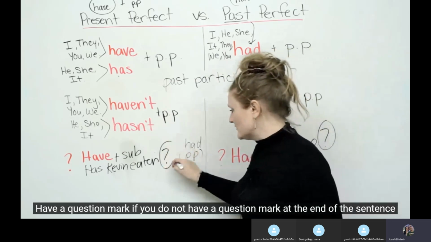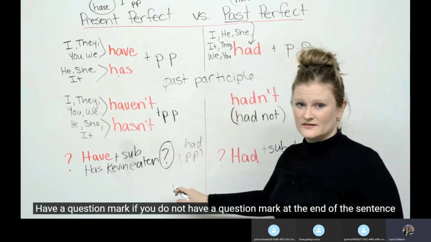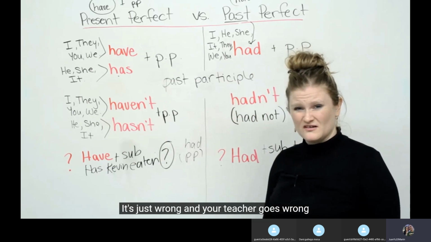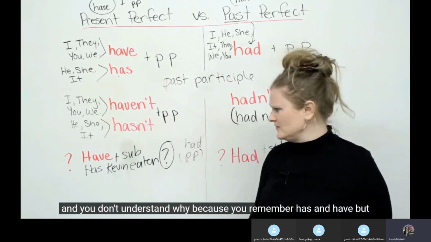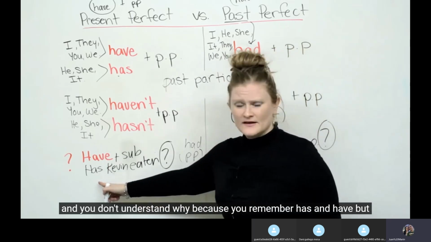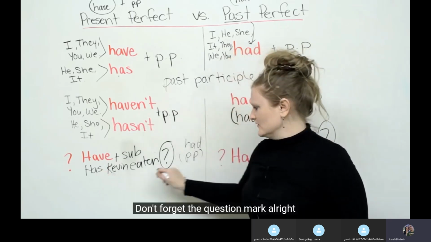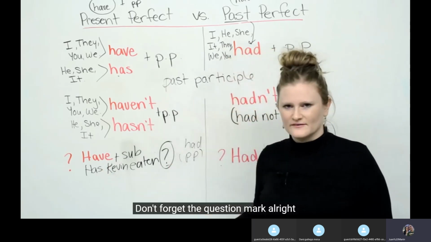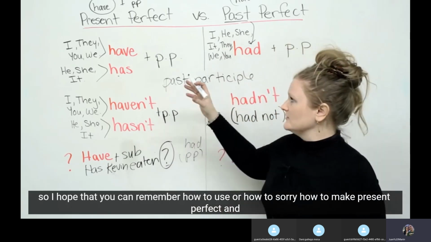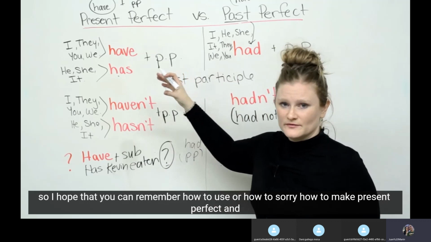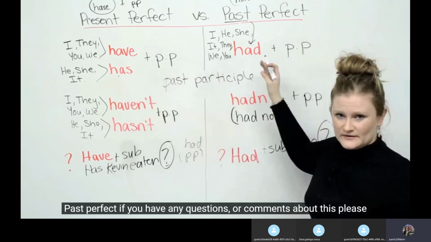If you do not have a question mark at the end of the sentence, it's just wrong, and your teacher goes, wrong! And you don't understand why, because you remember has and have, but don't forget the question mark, all right? So I hope that you can remember how to make present perfect and past perfect.